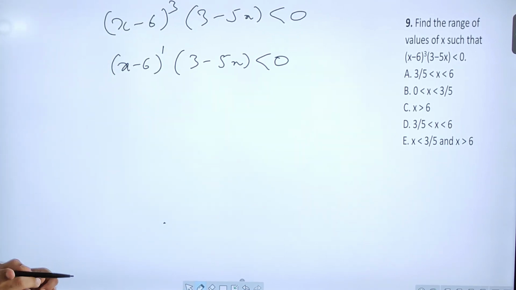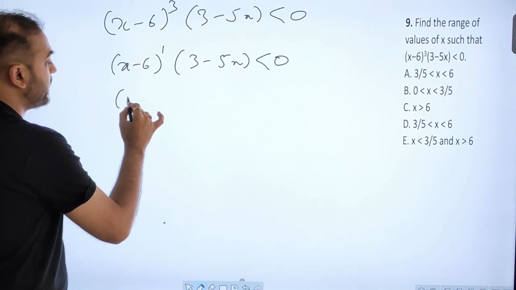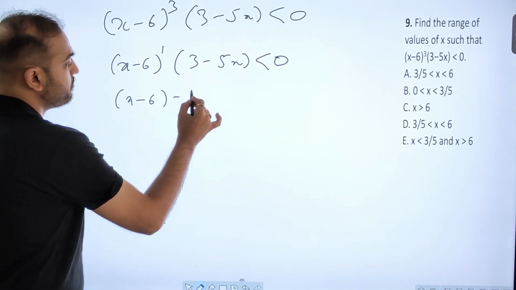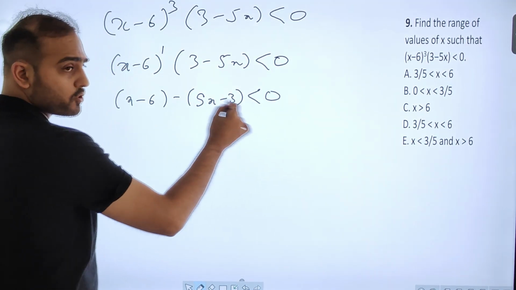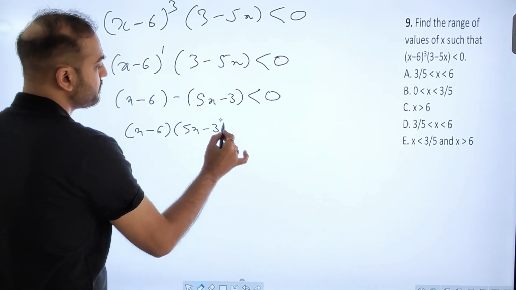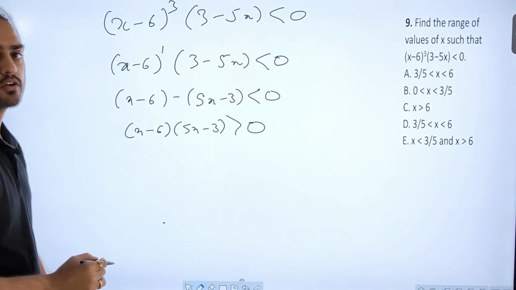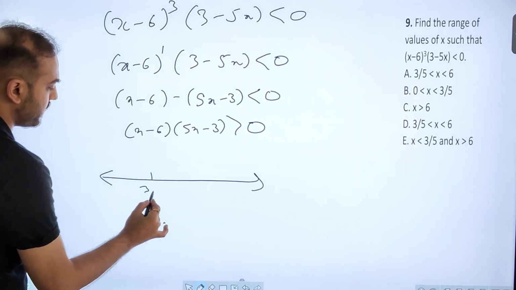Now remember, don't rush. Coefficient of x is negative. We don't want that. So we take the minus sign common, and we cross multiply the minus sign. And now you can do your number line.